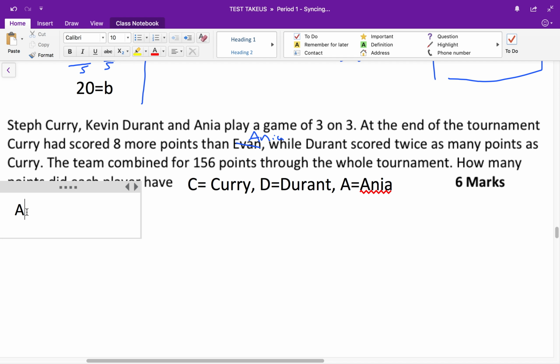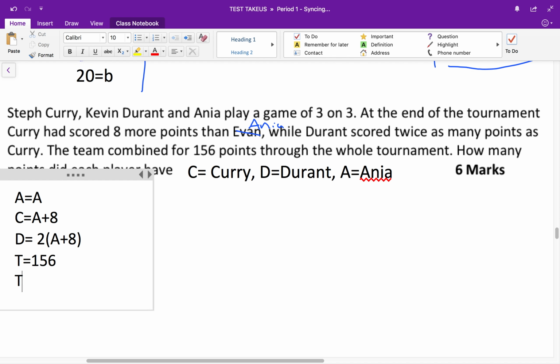Let's start with Anya is going to equal A. Curry, as it reads above, scores 8 more points than Anya. So we're going to go A plus 8. And Durant, he scores twice as many as Curry. So I could go 2 times A plus 8. And I know the total is 156.